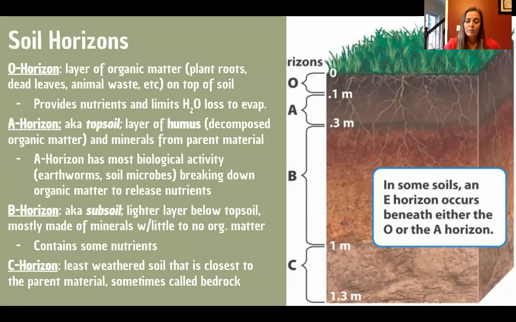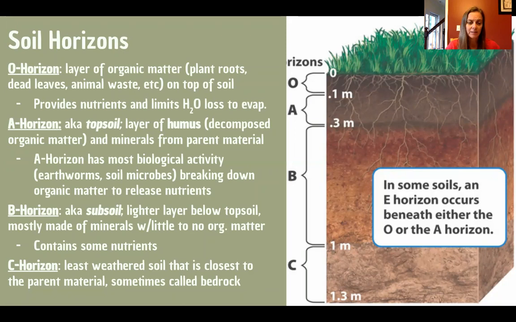The A horizon is what we typically call topsoil. This is mostly decomposed organic material and minerals from the parent material. So this is that mixture of the biotic components from the decomposed humus and the abiotic components from the parent material. The A horizon has the most biological activity. This is where we're going to find those nitrifying bacteria. This is where we're going to find all those detritivores and some of our decomposers. And they're busy breaking down all of that organic material to release the nutrients.